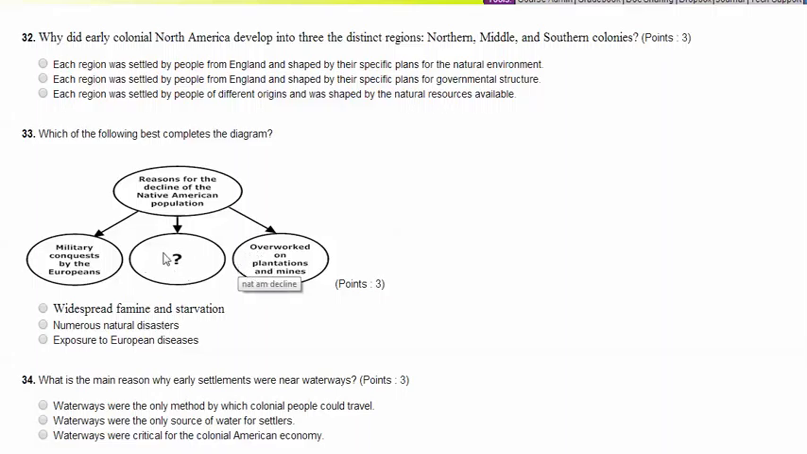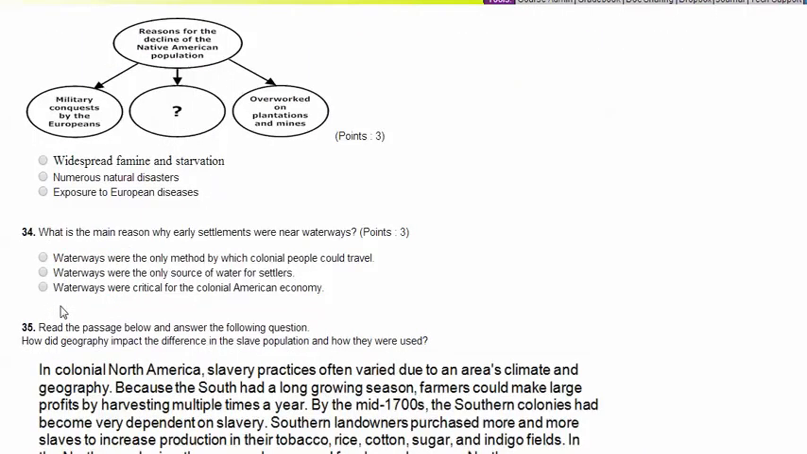So the option in the middle with the question mark here, are we looking for widespread famine and starvation, numerous natural disasters, or exposure to European diseases? Which one of these best completes the diagram pictured here?